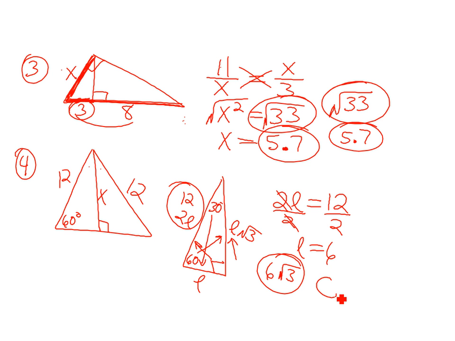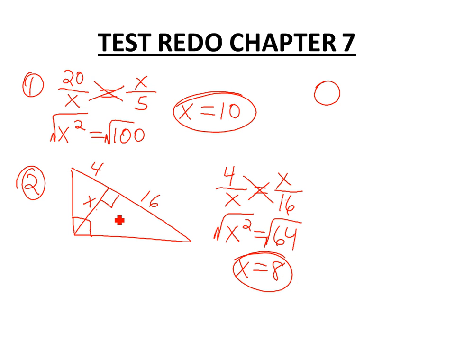Let's go back up to number 3. Answer on number 3 was D. If we go back to number 1, I forgot that these were multiple choice. If we go back to number 1, the answer here was D. And number 2, the answer was A.